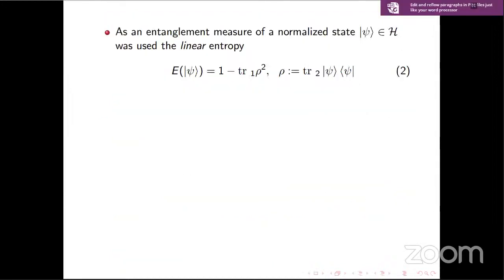Now, as an entanglement measure, these gentlemen took the linear entropy, which is a simplified version of the usual von Neumann entropy. I mean, you can obtain this from the von Neumann entropy anyway.